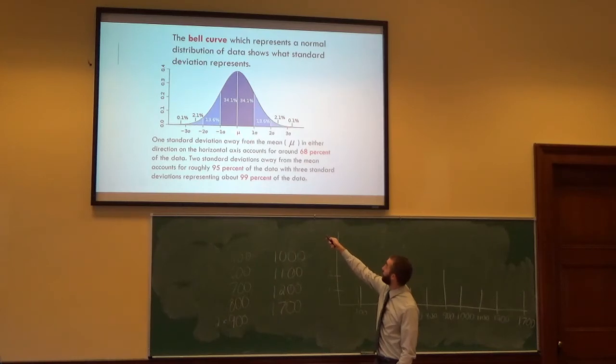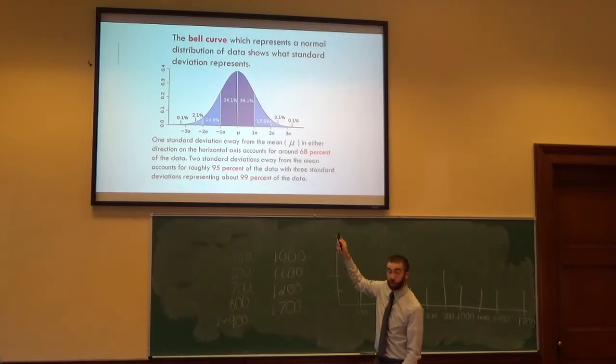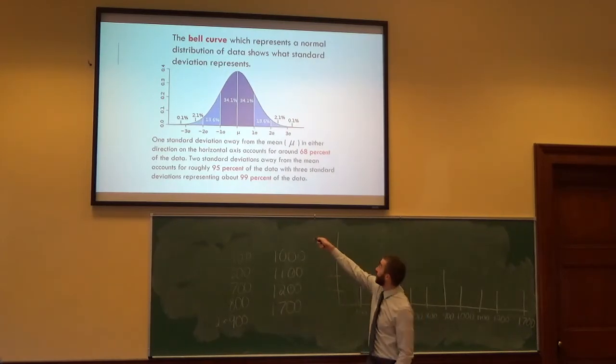So here's the mean. Here's 1 standard deviation larger than the mean. 2 standard deviations larger than the mean, 3 standard deviations larger than the mean. So the space between 1 standard deviation smaller than the mean and 1 standard deviation greater than the mean, that space is going to be around 68% of the data.